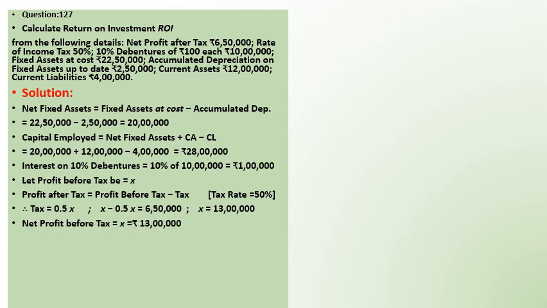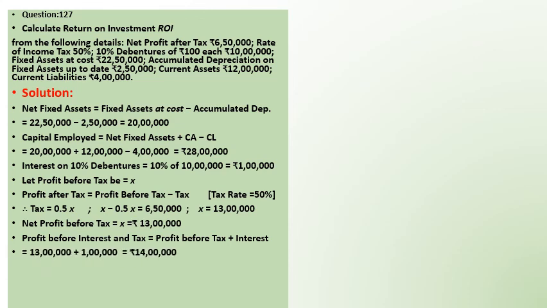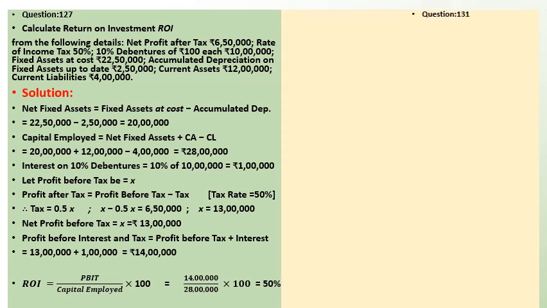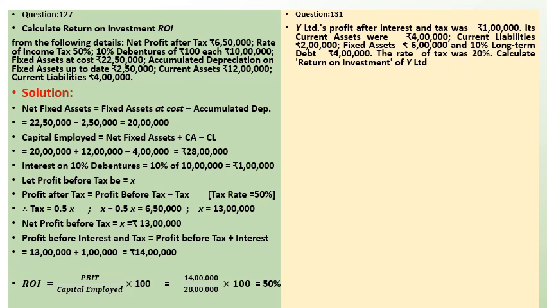So now profit before tax is 13 lakhs, and profit before interest and tax is equal to profit before tax plus interest, which comes 13 lakhs plus 1 lakh, 14 lakhs. So return on investment, therefore, is PBIT, that is profit before interest and tax, divided by capital employed into 100, which is equal to 50%. We solve one more question.